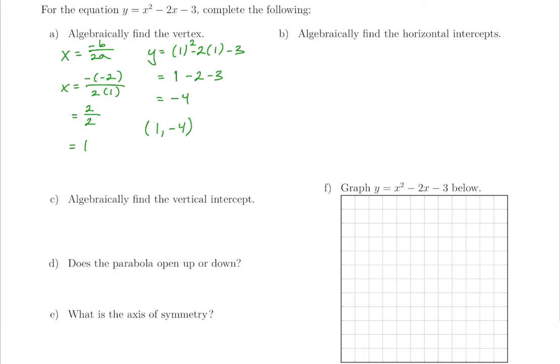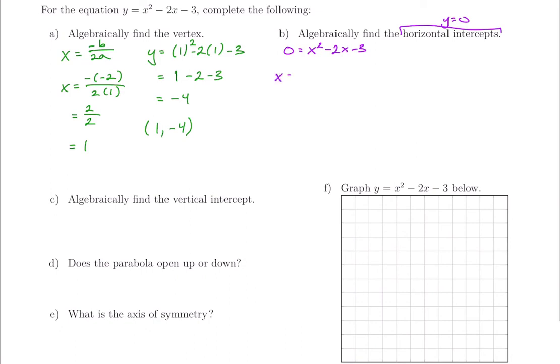In part B, we need to algebraically find the horizontal intercepts. It is important to remember the horizontal intercepts are the points on the x-axis, and every point on the x-axis has a y value of 0. So we're needing to solve the equation 0 equals x squared minus 2x minus 3. To solve this equation, we will use the quadratic formula. X equals the opposite of b plus or minus the square root of b squared minus 4ac all over 2a.